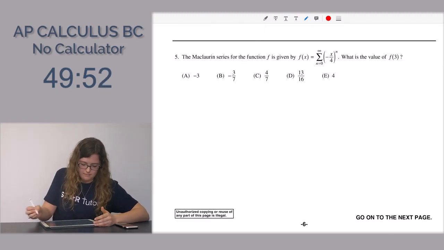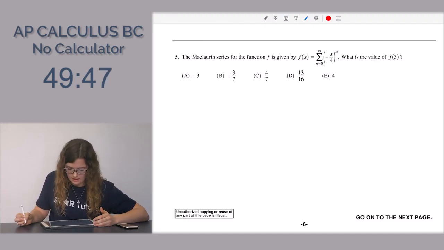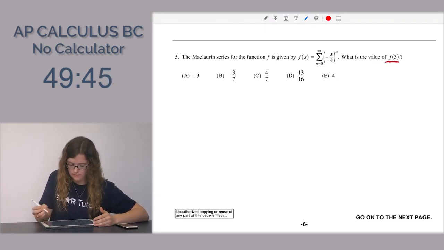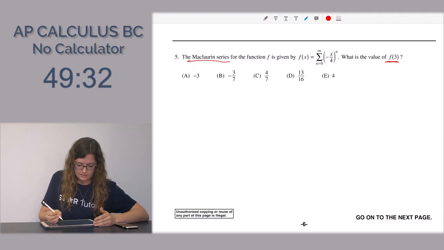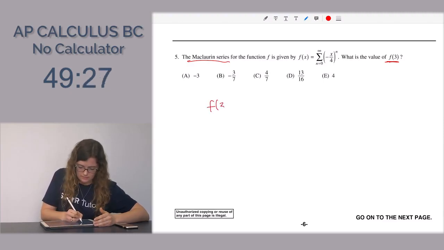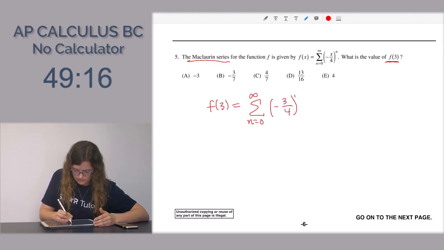Okay. Next, number 5, the Maclaurin series for the function f is given by f of x equals this. What's the value of f of 3? Okay, so again, this is a BC topic. Maclaurin series is the Taylor series at 0. For f of 3, we just plug in 3 and we see what we get. So we get the sum from n equals 0 to infinity of negative 3 over 4 raised to the n.